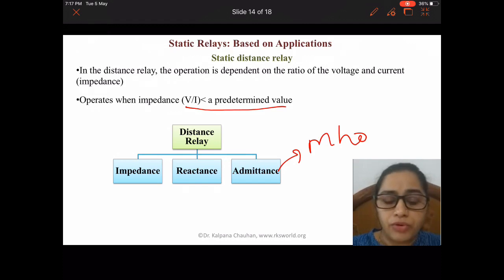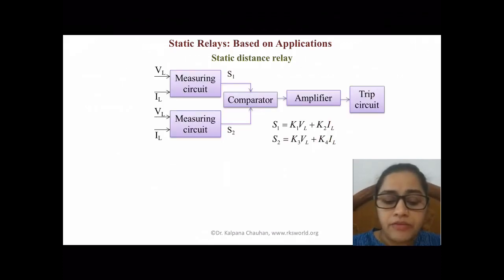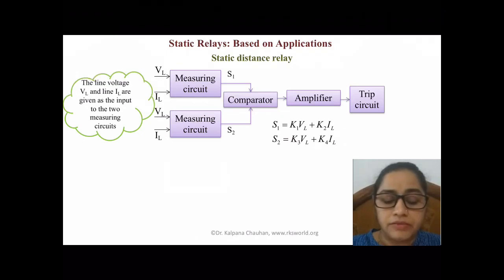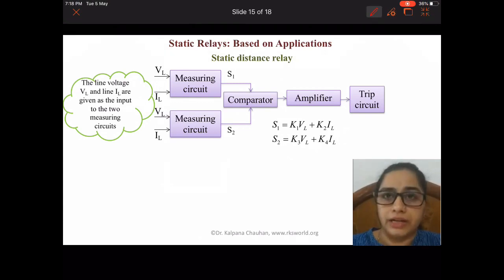Here is a block diagram for the static distance relay. We have the line voltage VL and current IL which are given as input to the two measuring circuits. Here the circuits produce the outputs S1 and S2 according to their characteristics, whether they are impedance relay, reactance relay or admittance relay. The output S1 is equal to K1 VL plus K2 IL, while S2 we can represent as K3 VL plus K4 IL. The output from the comparator gets amplified and then goes to the trip circuit.